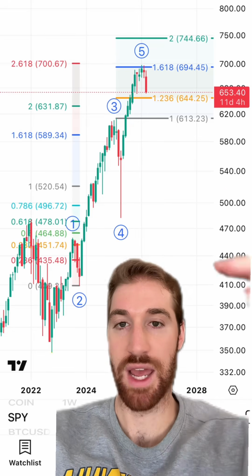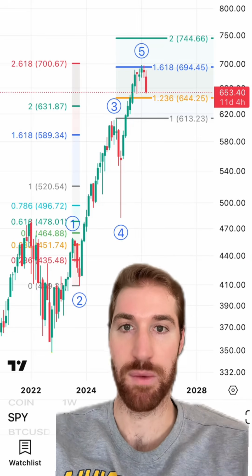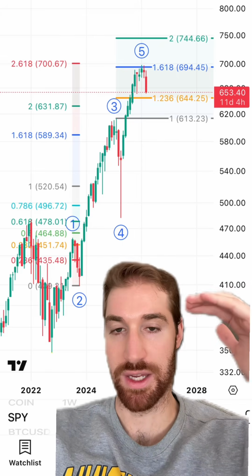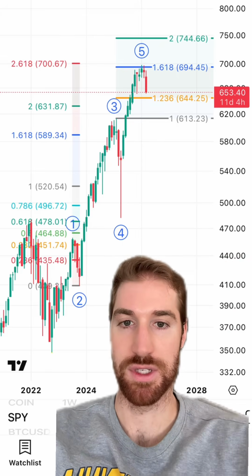which is the strategy that I use to gauge price targets and when markets top and when markets bottom, and to have good dollar cost average zones to get in and then good dollar cost average zones to get out.